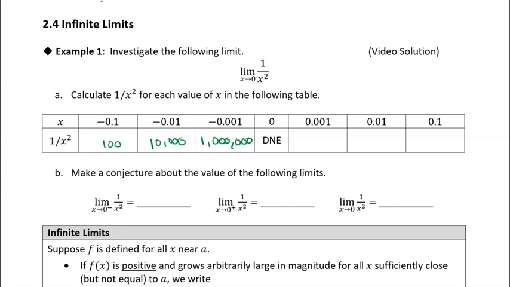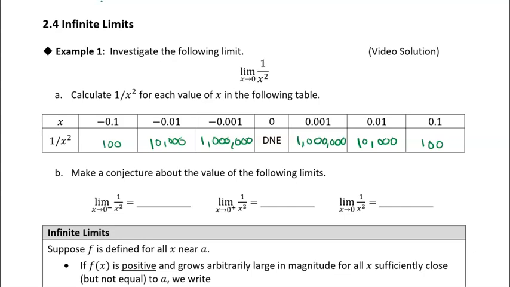Now, because I'm squaring, the denominator is always going to be positive. So if I approach 0 from the right-hand side with positive values, I'm going to get basically the same thing. I'm going to get 100, and I'm going to get 10,000, and I'm going to get a million.